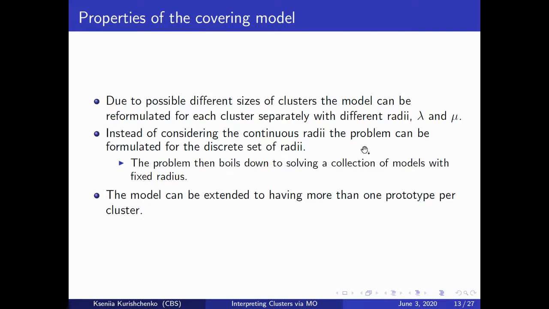Also, instead of considering a continuous radius, we can consider a discrete set of radii. Then the problem becomes easier, but we have to make a selection of models with fixed radius. And also the model can be extended to have more than one prototype per cluster.